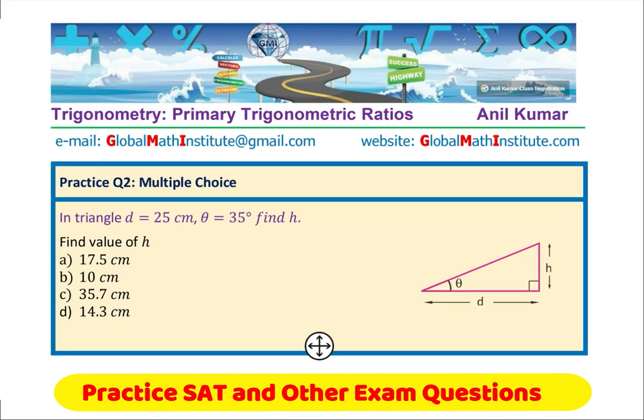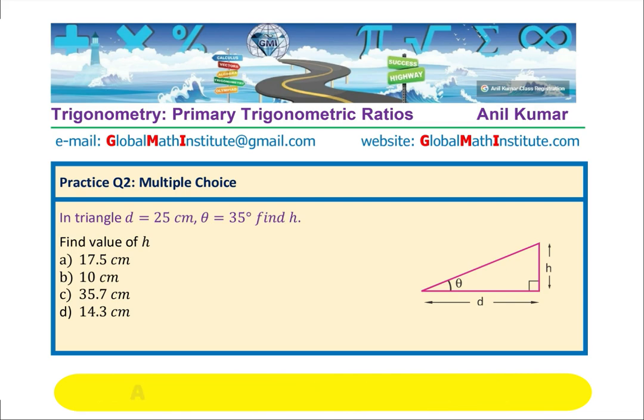Here is question number 2, which is again a similar triangle as before, where distance and angle theta is given, but we need to find the height. As you know, tangent ratio is the ratio which relates them, and so easily you can find it. You need to use calculator for this particular exercise, so be ready with your calculators.